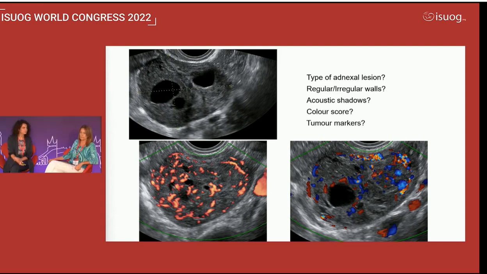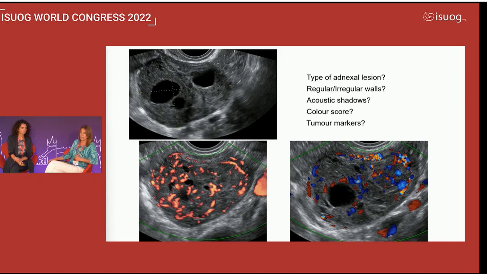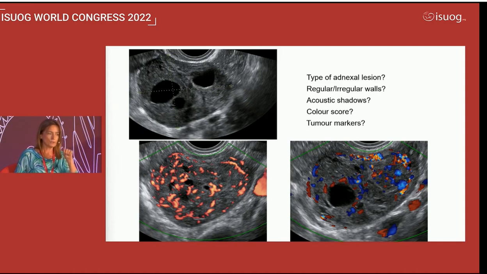So you would classify it as a solid lesion? Again, solid because more than 80%. Regular or irregular walls? I would say irregular, the walls and the contours, at the external border but also at the wall of the cystic areas. You agree? I agree. Color score 4, I would say, looking at the power. I agree with you. And then tumor markers.